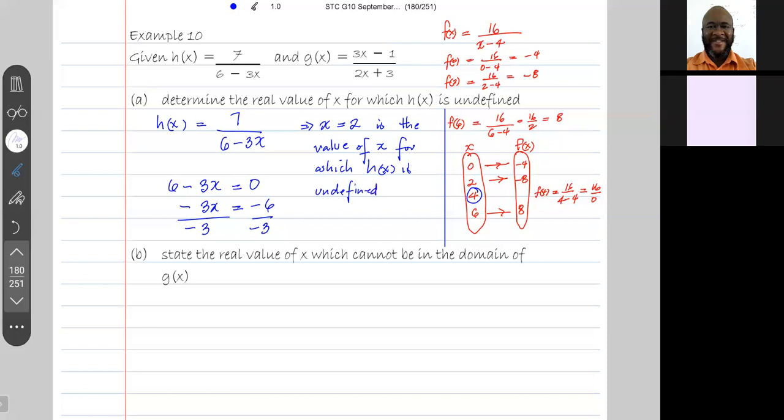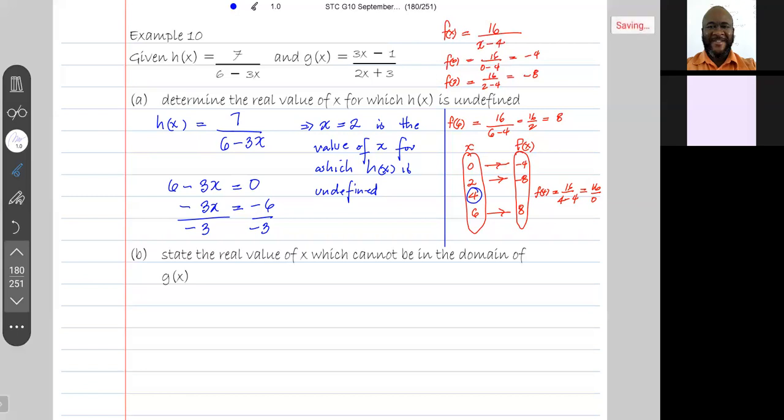In other words, this value of x cannot be in the domain of the function. Because for this value of x, the denominator is going to become 0. And when the denominator is 0, you cannot get a value for h of x. So in other words, there is no value for h of 2. So therefore, 2 cannot be in the domain of the function. 2 is the value of x that makes the function undefined.